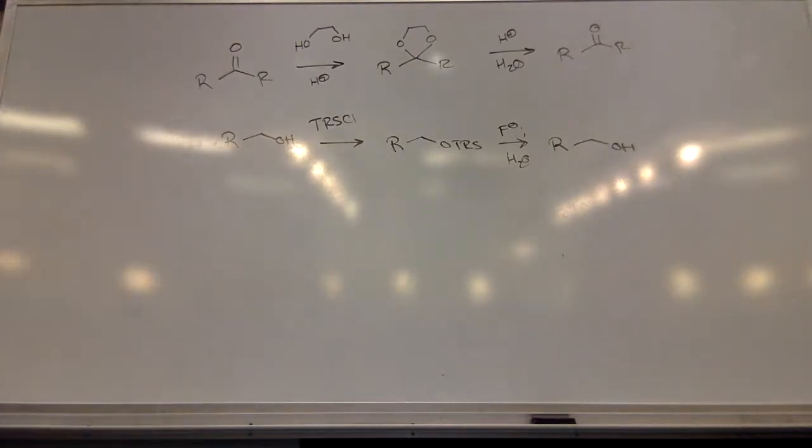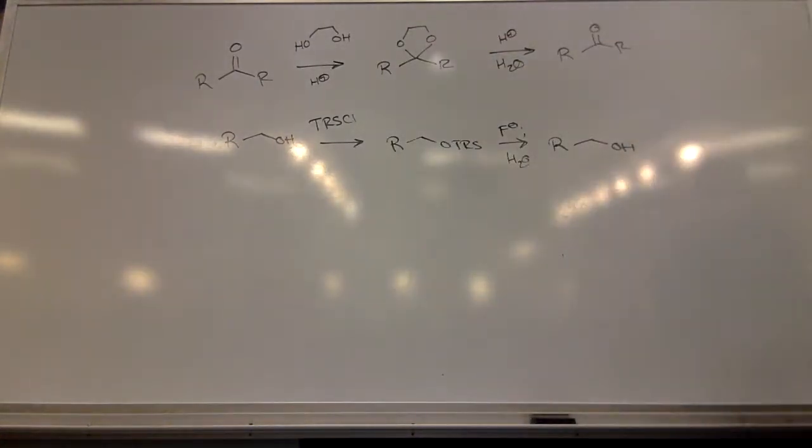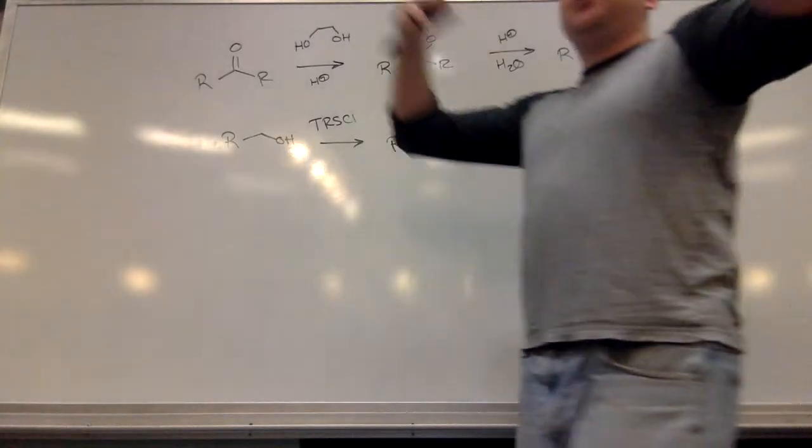Right. What we didn't necessarily talk about was orthogonality. What do I mean by orthogonality? What I mean is if you have, say, two alcohols, you're going to put a protecting group onto one alcohol, then you're going to generate another alcohol, and you want to put a protecting group onto that one that you can deprotect under different conditions.